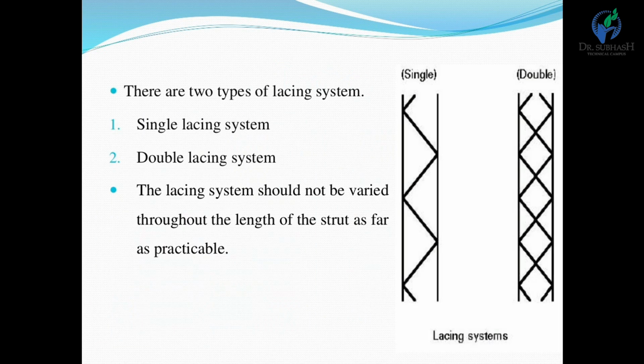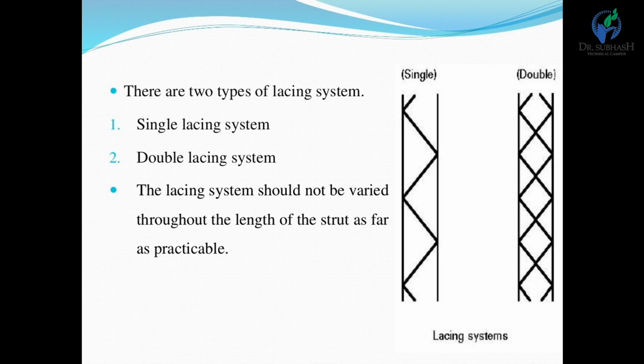Next, there are two types of lacing system. First one is the single lacing system. Second one is the double lacing system. You can see them in the figure. The first one is a single lacing system, which means you provide lacing in a single direction. And the second one is the double lacing system.